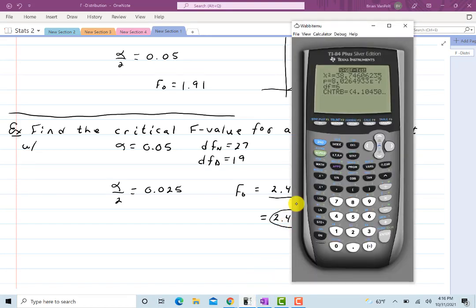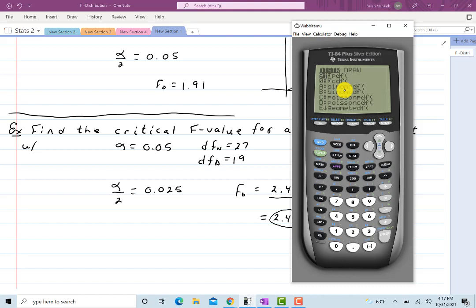If I go to distribution, second distribution, near the bottom of the stack, I'll go to that, you can see that we have an option 0, I have an FCDF. That gives me an area. That doesn't give me a number. It doesn't give me a point or a critical value. And the FPDF is something else entirely. So you notice there is no FINV. There's no inverse F that tells me how to find the F naught. You're going to have to use the tables for that.